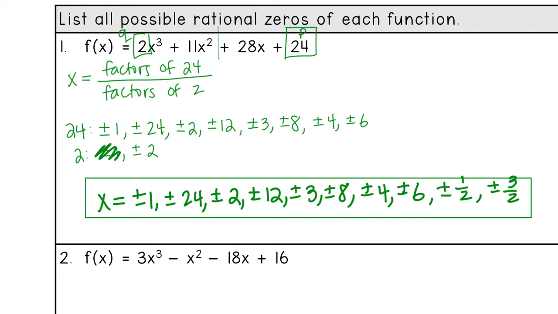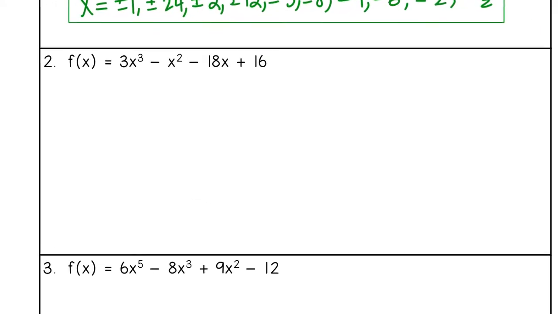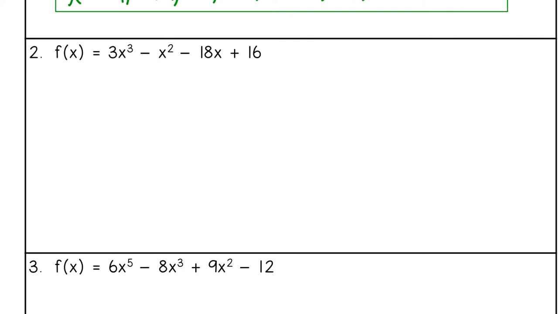Okay, so let's do the next one. This one is 3x cubed minus x squared minus 18x plus 16. So same thing. I would try to factor it. So I'm going to do my factor by grouping, factor out an x squared. So that's 3x minus 1. And then over here, I would factor out a 2. So this would be 9x plus 8. It does not factor. But that doesn't mean that it's not going to have zeros.